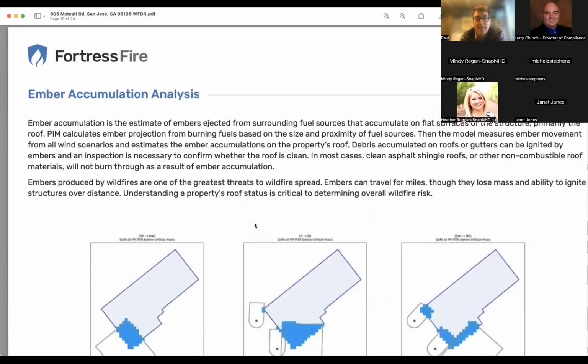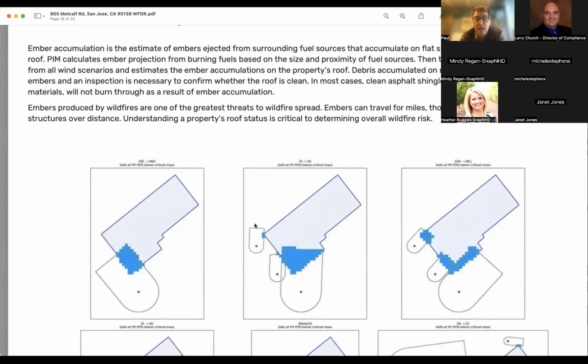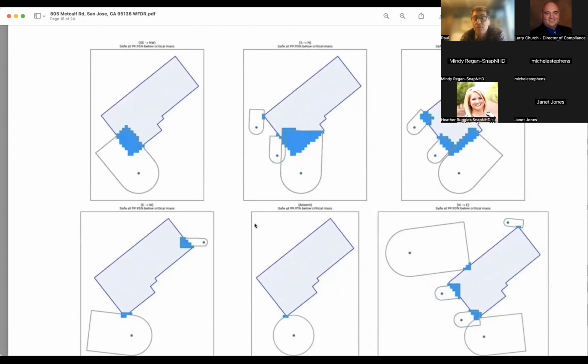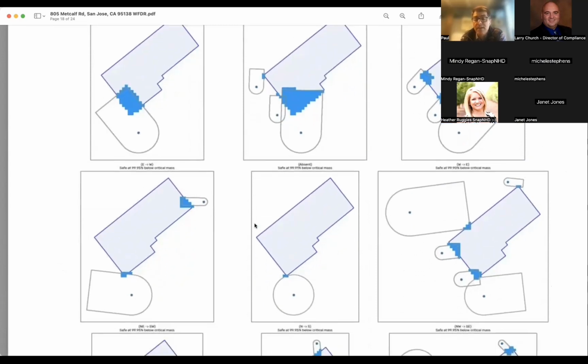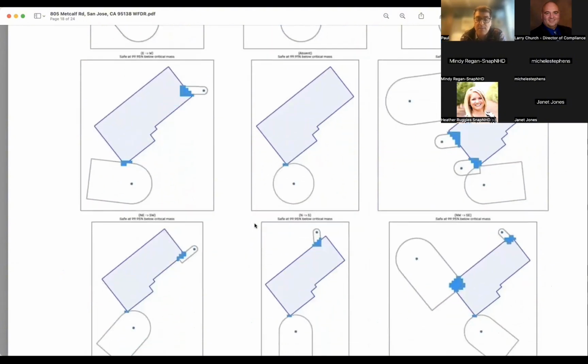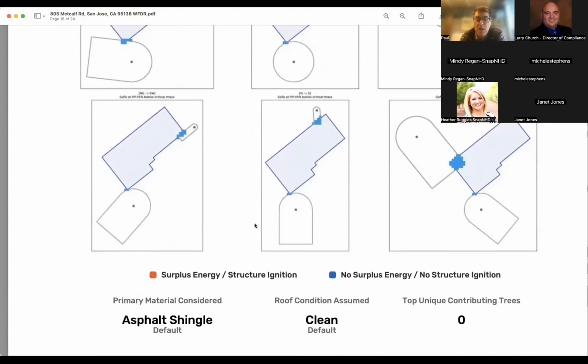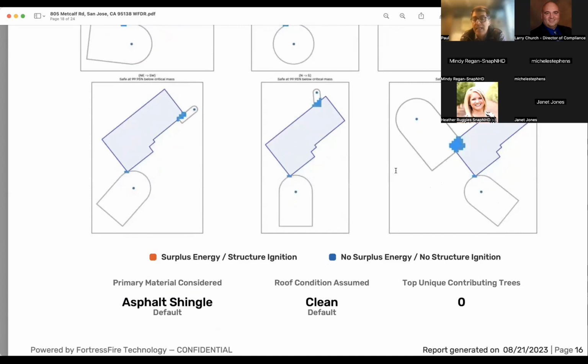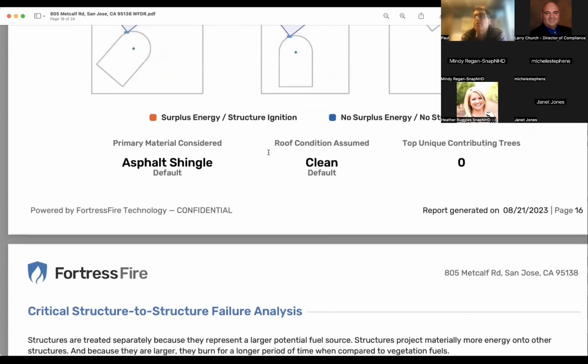We look at the same sort of concept. We look at the embers landing on the roof. We make an assumption that the roof is clean of debris, meaning there's nothing in the gutters, nothing on the roof that could ignite beyond the shingles or the roof materials. In this case, you're not going to see any ignition. There isn't enough ember and heat thrown onto the roof to cause that ignition.